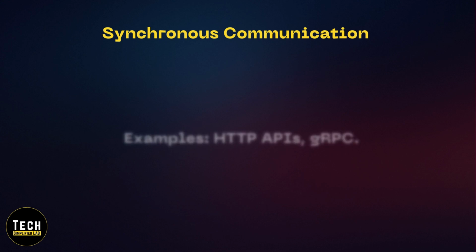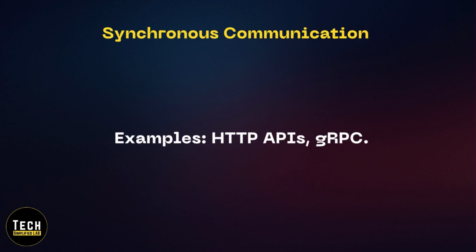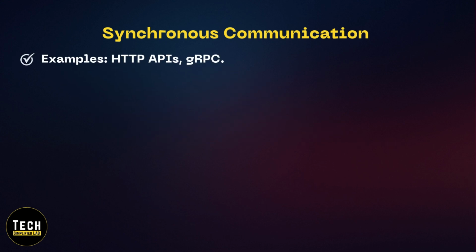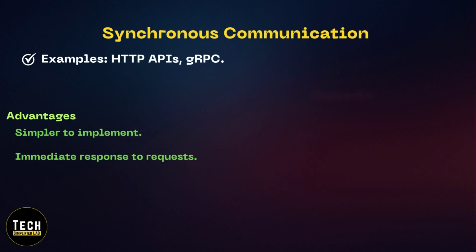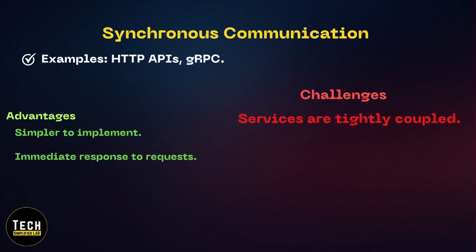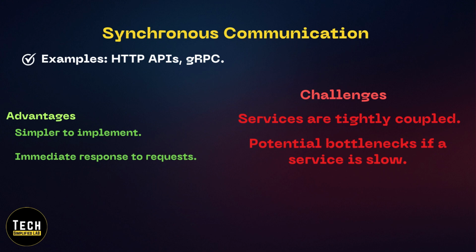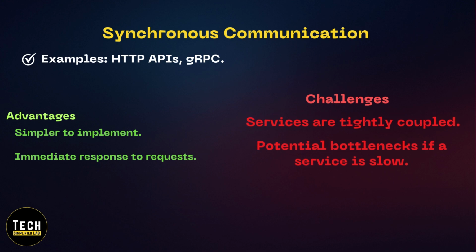Synchronous communication is commonly implemented using HTTP APIs or gRPC. It's simpler to implement and allows immediate responses, making it ideal for real-time scenarios. However, it can create tight coupling between services. If one service is slow or fails, it can bottleneck the entire system.